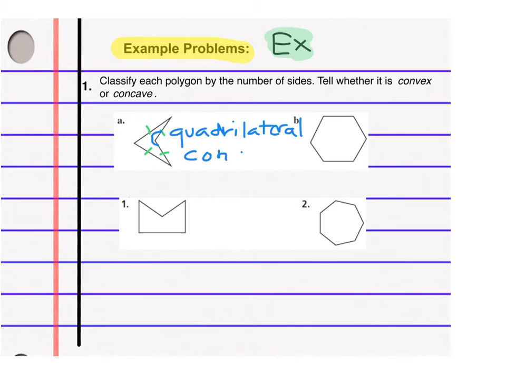So pause the video, see if you can answer B, C, and D. I'll just change those to make them better. I'll put the answers, but make sure, just give it a try. Okay, so this is a hexagon. And this is convex. Everything is less than 180.